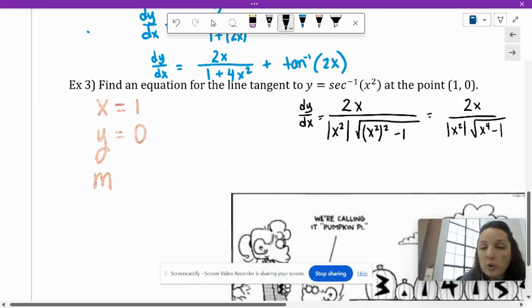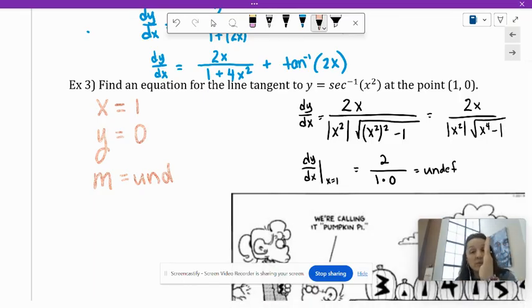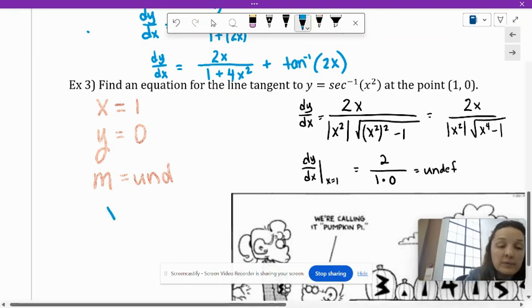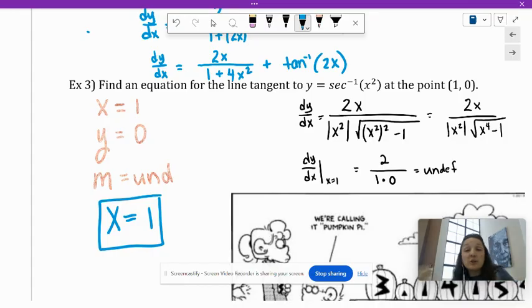Now I'm going to plug 1 into that, so dy dx at x equals 1 is 2 over 1 times 0, which is undefined. So my slope is undefined. If a tangent line has an undefined slope, that means you have a vertical tangent line, and a vertical line has an equation of x equals a number, and our number is 1. Okay, that's it. That's all I got for the video.